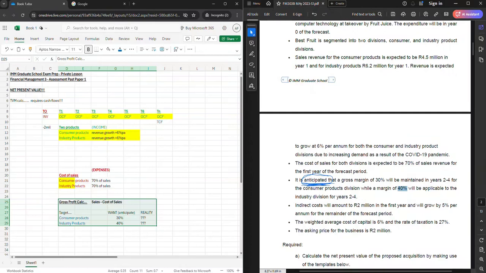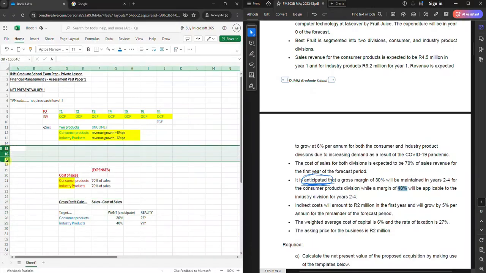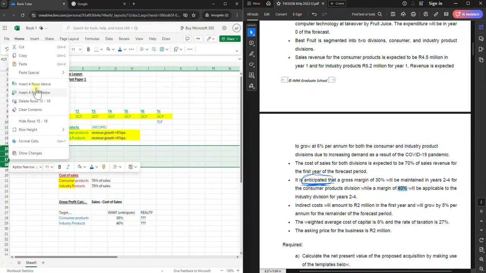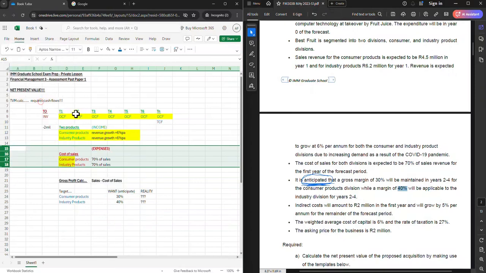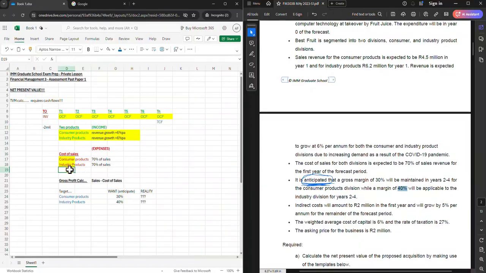So then we said indirect costs will amount to 2 million Rand in the first year. So that's meaning that we're going to have things that aren't directly related to the manufacturing of the direct product, amounting to 2 million. And then thereafter is going to grow by 5% per annum for the rest of the forecast period. So we know that for year one, it's going to be 2 million, and thereafter is going to be plus 5% each year. Okay, so what are we looking at here? We're looking at income or expenses? Oh, expenses. Okay, keep going.